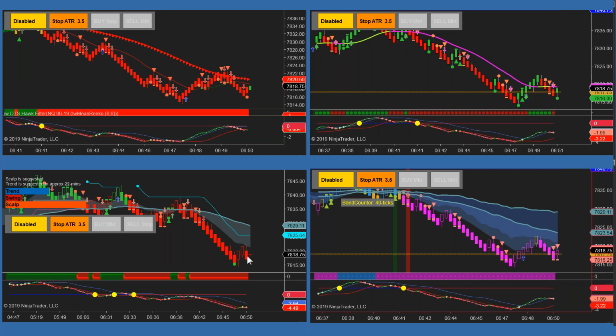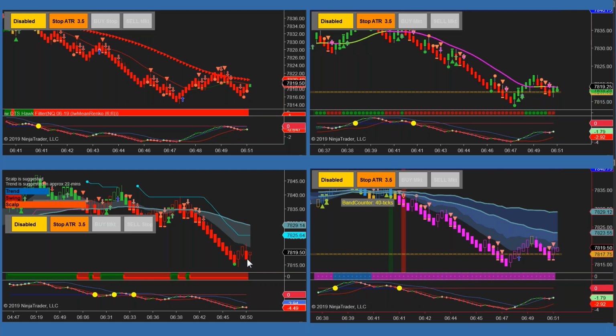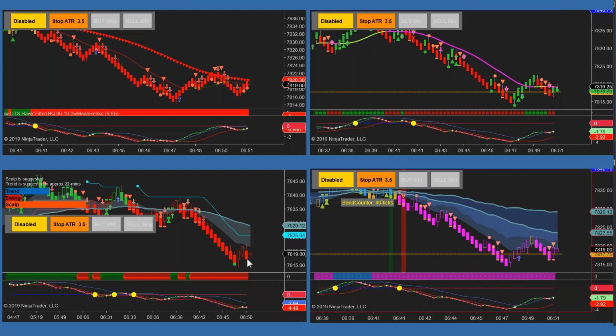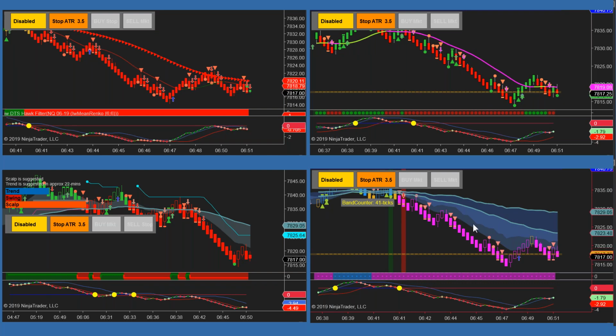All right, a little bit of a pushback, almost looking like it's going to try to recover and head lower. We'll see if we get a little bit more of a pullback here, maybe something back to the hard edge.